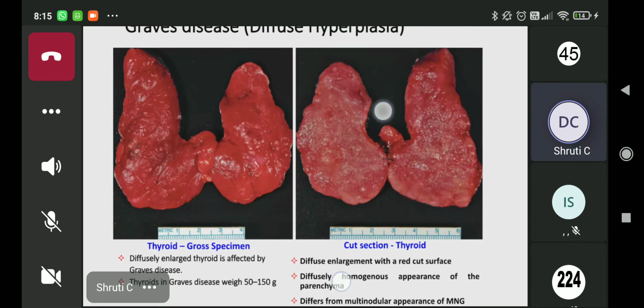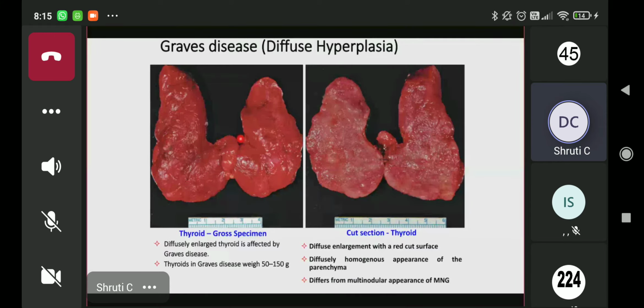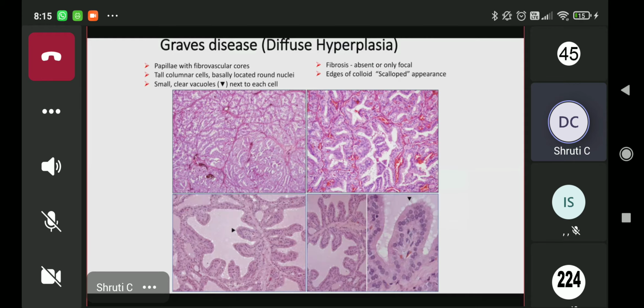Okay, so this is the gross picture of thyroid in Graves. So please remember the thyroid is diffusely enlarged when it is affected by Graves, and it may weigh up to 50 to 150 grams, and the surface is homogeneous, unlike in multinodular goiter where there are multiple nodules, which I'll show you later on. Okay, and microscopically, there is diffuse hyperplasia.